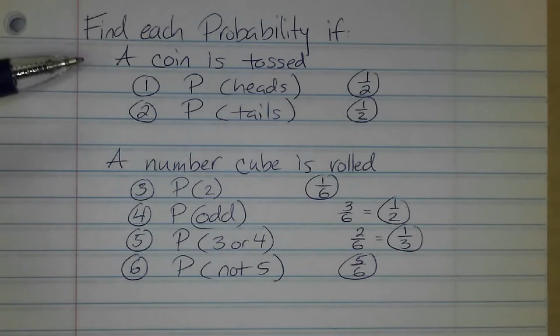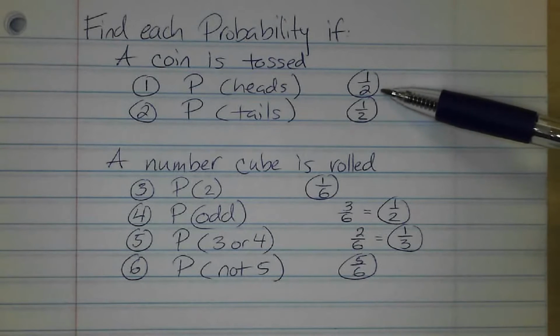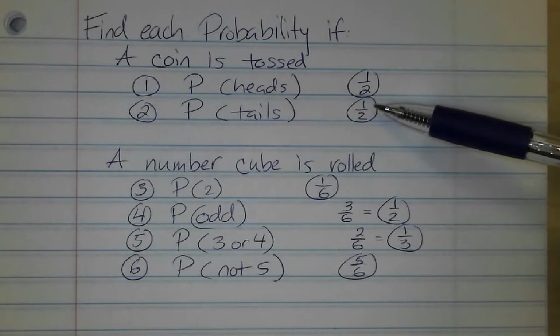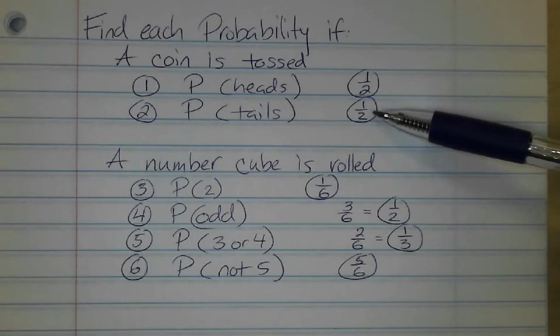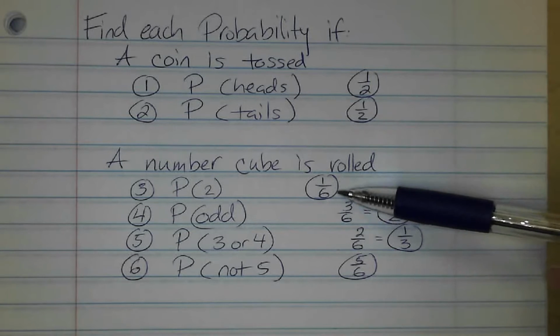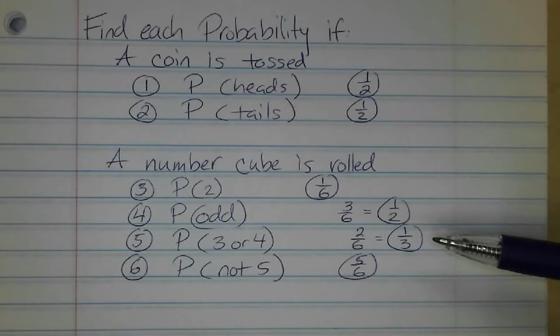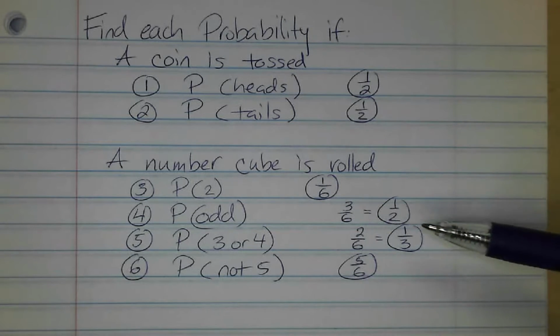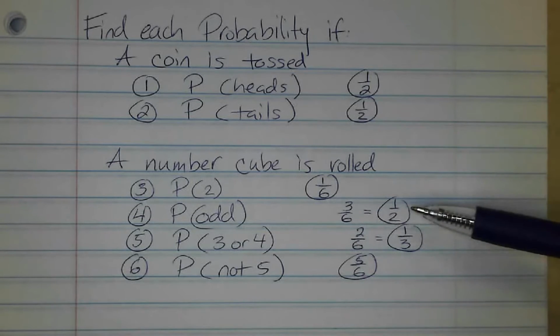Alrighty, so the probability of getting heads when you toss a coin, one side is heads out of two sides, so 1/2. Same thing for tails, one side is tails out of two sides. When you roll a number cube, remember a number cube has 6 sides, so the probability of getting 2, that's 1 out of the 6 sides. Odd numbers would be 1, 3, and 5, that's 3 of them out of 6. Do not forget to reduce.